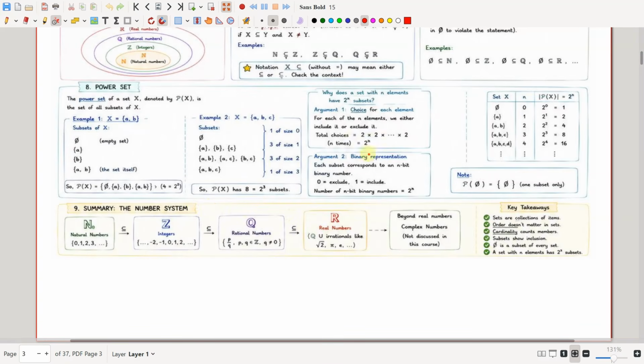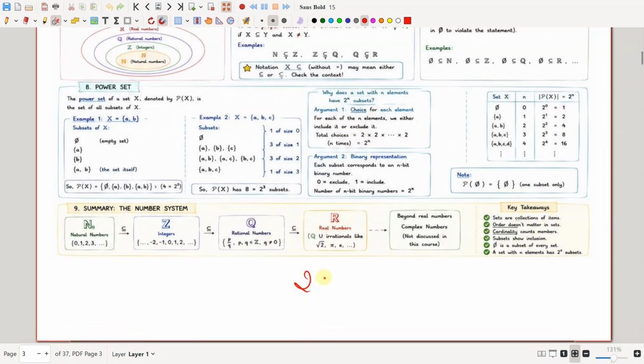So why does a set with n elements have 2 power n subsets? This is an explanation for the formula we have just discussed. See here, for each of the n elements, we either include it or exclude it.